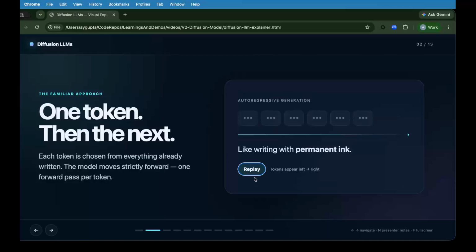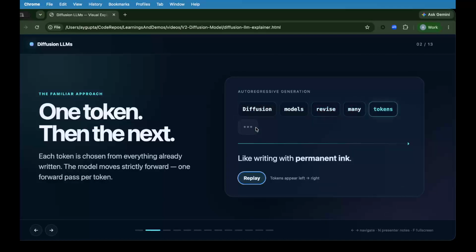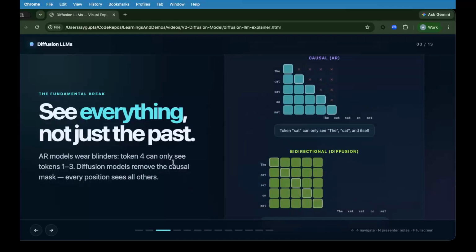When we see how they generate tokens, they generate one token at a time, from left to right. In the case of diffusion models, the difference is that we are using bidirectional attention, but in the case of AR models, we used to have a causal mask. So the token can only see the past tokens, but it cannot see the complete picture, right?